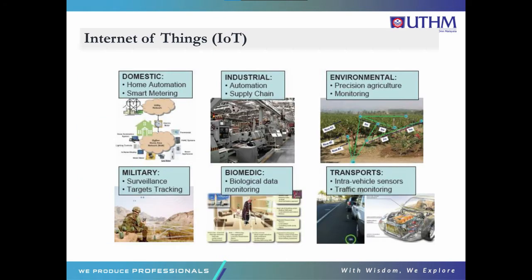Let me start with some general information on the Internet of Things. IoT is the technology of devices with sensors, software, and other technologies which can connect and exchange data with other devices and systems over the internet. IoT has evolved in many fields such as domestic, industrial, environmental, military, biometric, transport, etc.